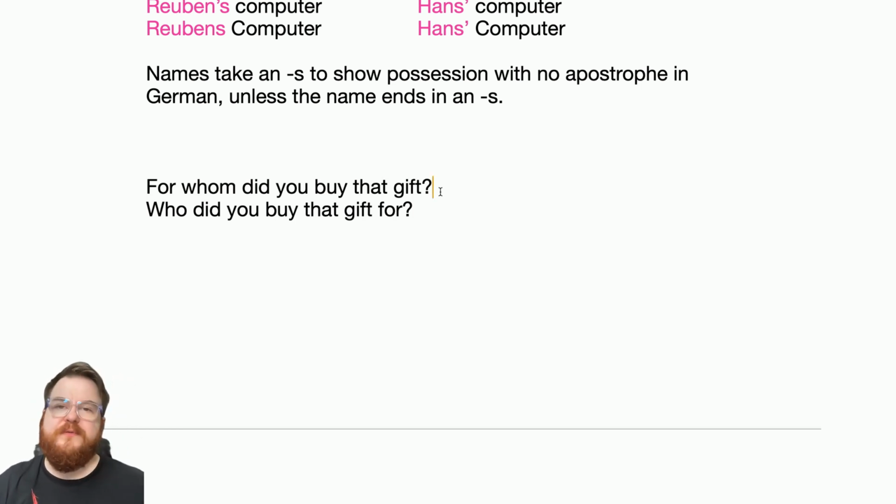So if they both mean the same thing and both of them have correct grammar, what's the difference between the two? If someone said to you, for whom did you buy that gift? Would that be normal English? Would that be everyday English? Or would you think, oh, la di da? I think you would think, oh, la di da, right? Because how we would say it normally nowadays is to say, who'd you buy that gift for?